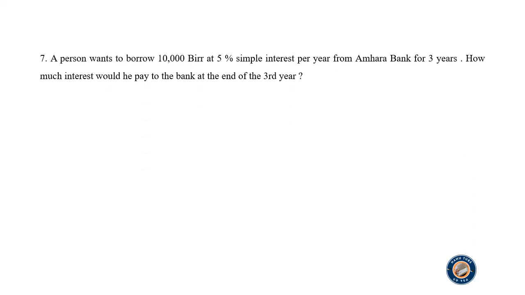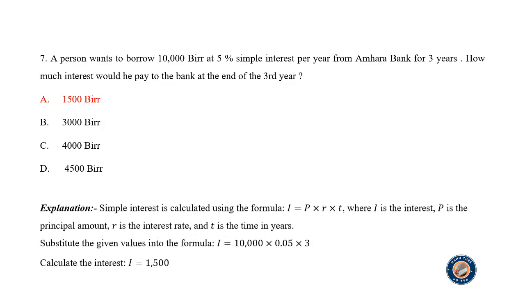Question number 7. A person wants to borrow 10,000 birr at 5% simple interest per year from Amhara Bank for 3 years. How much interest would he pay to the bank at the end of the third year? A. 1,500 birr, B. 3,000 birr, C. 4,000 birr, D. 4,500 birr. The answer will be 1,500 birr.